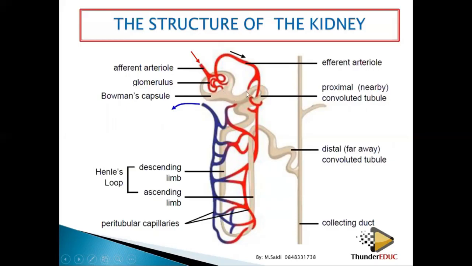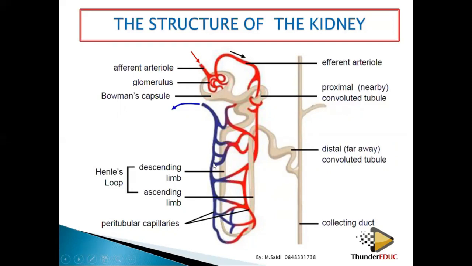Then the filtrate goes on. It has this coiled part. This first coiled part is called the proximal convoluted tubule. Then it goes down. As it's going downwards, it's called descending, so it becomes the descending limb. And then the one which goes up is called ascending. So this is the descending limb, this is the ascending limb. If all this part is combined, we call it the loop of Henle.